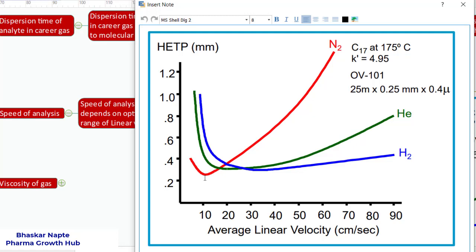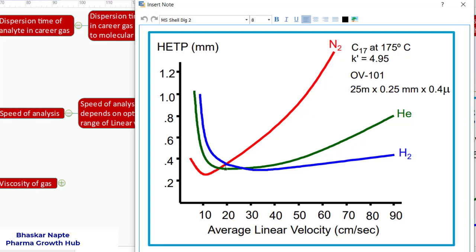But the problem with nitrogen is that the height of the plate drastically increases upon further increase in linear velocity, and hence nitrogen has a very narrow optimum range for the linear velocity. The second one is helium, the green colored line. At what linear velocity does helium give the lowest possible plate height? It is around, let us say, 15 centimeter per second.